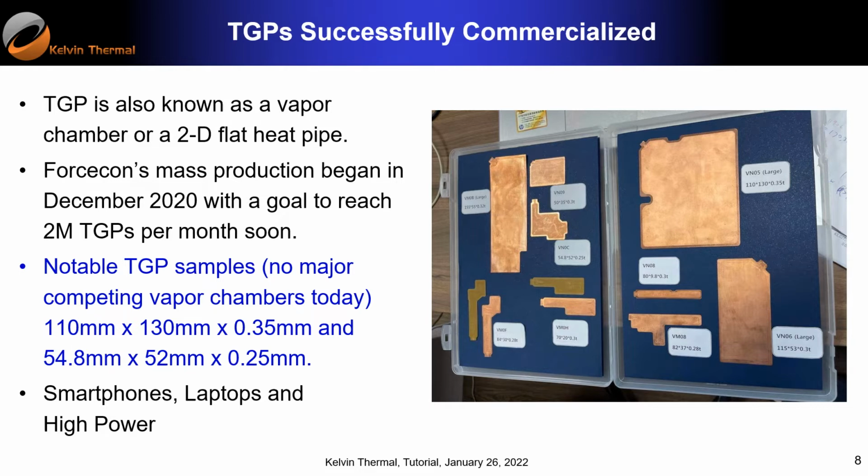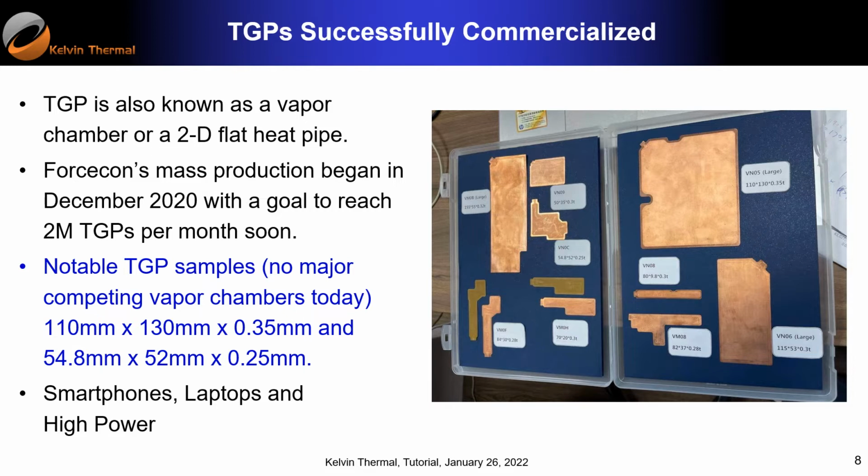All right. A good example of the TGP they produce, one is 110 millimeter, 130 millimeter times 0.35 millimeter. Okay, that's good. Another one is 0.25 millimeter with a smaller size. So that's kind of notable examples in TGP commercialized. Okay, it's being used in smartphones and laptops. Okay. Also, our company, we're in the process to introduce our own product.